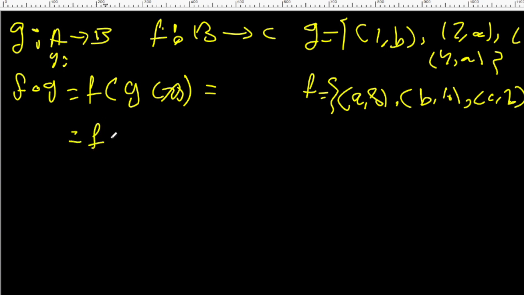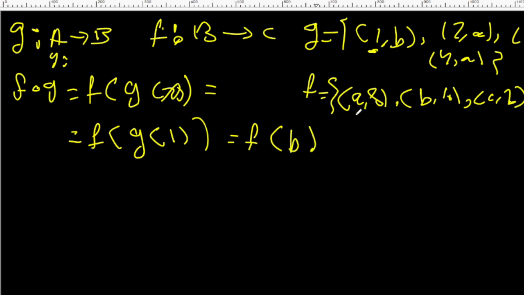So I have to say, let me do it one by one so I don't get confused and you don't get confused. F of G of 1. So this is the first one, I need to find the element 4. And G of 1 is B. F of B is how much? Is 10. So I managed to do now the first mapping between the first element, which is 1, and 10.